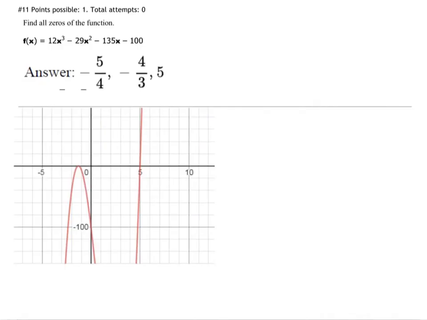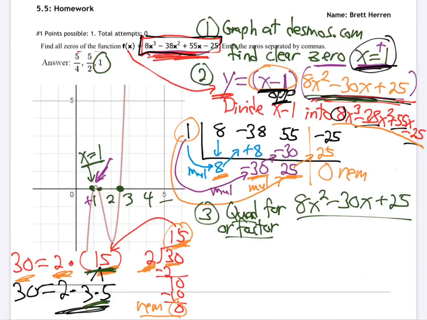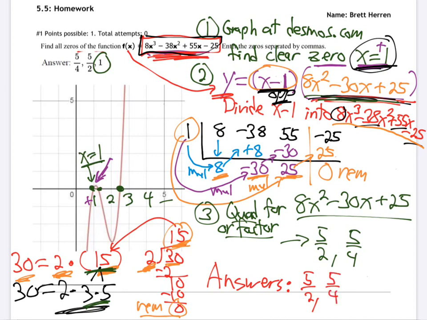There we go. Let's go back. So we get 5/2 and 5/4. So now we have all the answers, all the zeros are 5/2, 5/4, and the one from the beginning, the very first one we got right off the graph, 1. And those are the three answers they want from us in the homework. Any order, you can put those in any order, it doesn't matter. Just separate them by commas. So there they are. We found the 3 zeros.